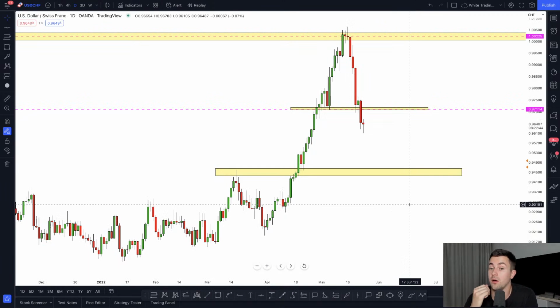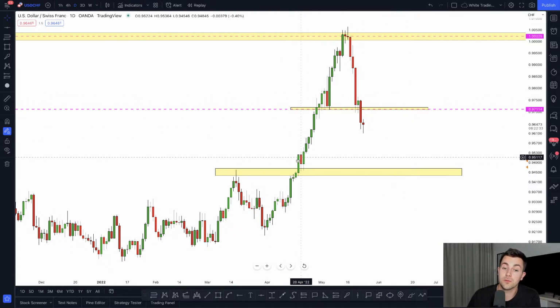So I guess dollar Swiss can easily drop all the way down to that structure. You can see that unfortunately we have no more key levels right here. It is the closest structure, so be prepared for a further decline.